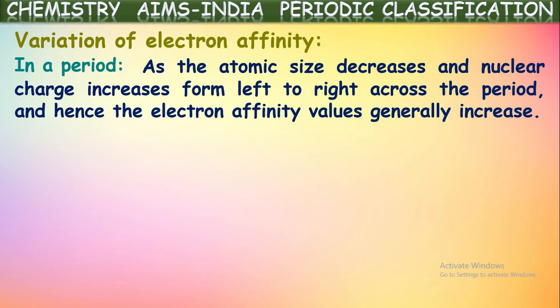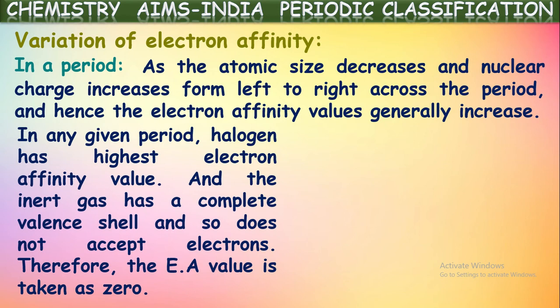The element which readily gains the electron releases more energy. Which element can attract the electrons easily? The element with the smaller size. So the atom with a smaller size can release more energy. That means the atom with a smaller size will have greater electron affinity. If you apply this property in a period, we know that from left to right atomic size decreases, and hence we can say electron affinity value generally increases from left to right in the modern periodic table.